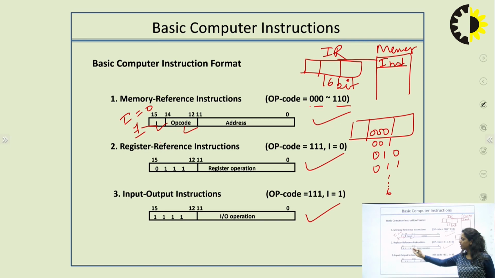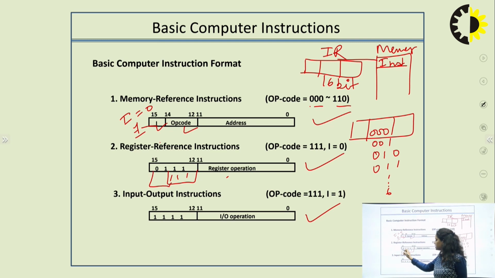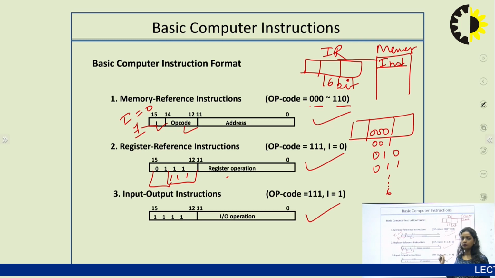Here the 3-bit opcode will always be stable. That will be only 1, 1 and 1. On the basis of this, we can judge whether this particular instruction is a register reference or input-output reference. The combination of these 3 opcode bits with this mode bit will decide the type of instruction among register reference and input-output reference. For register reference, the mode bit will always be set as 0.